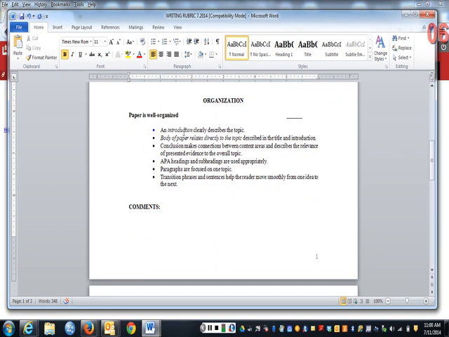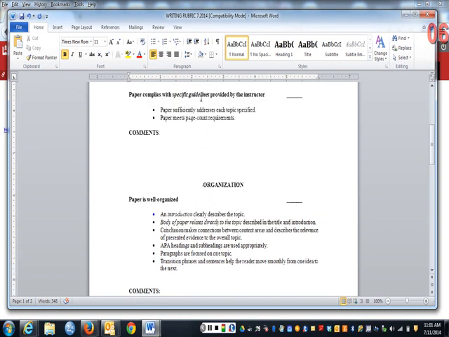The paper is well organized. Does it have an introduction? Does the body of the paper relate directly to the topic described in the title and introduction? Is there a conclusion that makes connections between content areas and talks about the relevance of the evidence? Is there an APA heading and subheading that's used appropriately here? Are paragraphs focused on one topic, or are they all over the place and don't really flow together? Are there transition phrases? This is about organization.